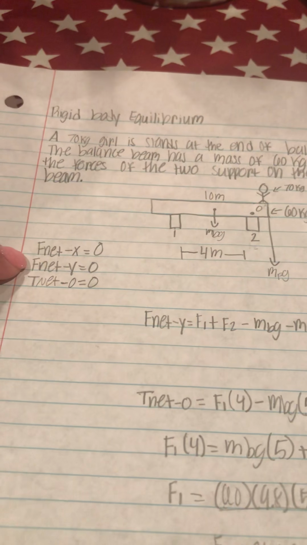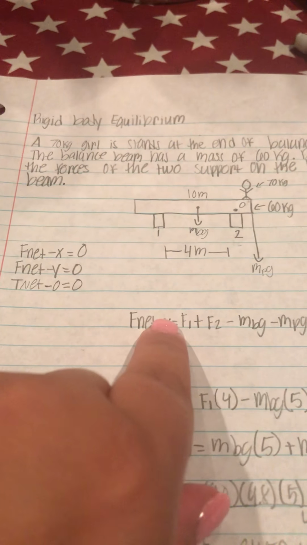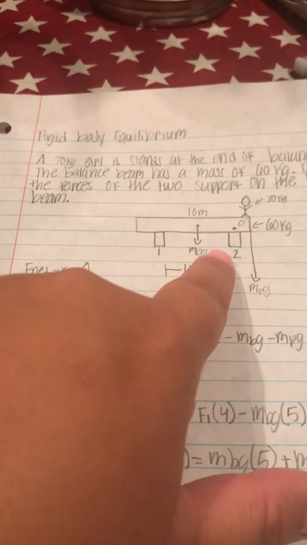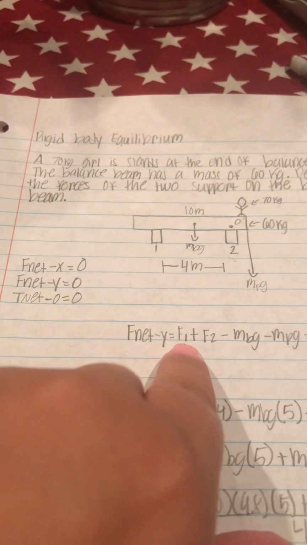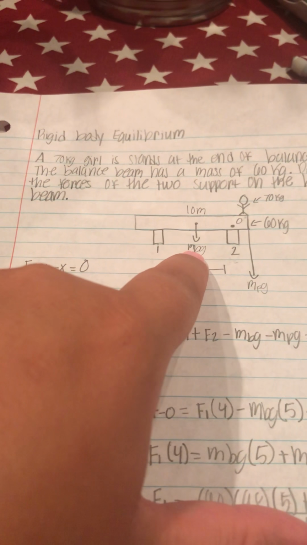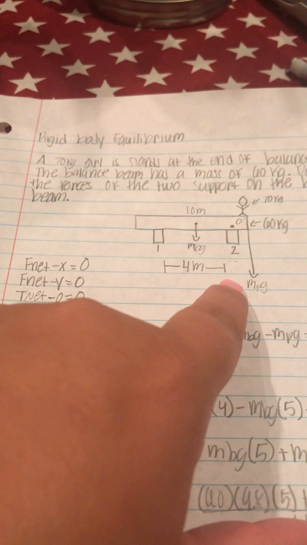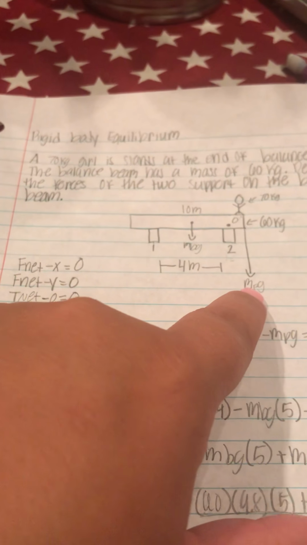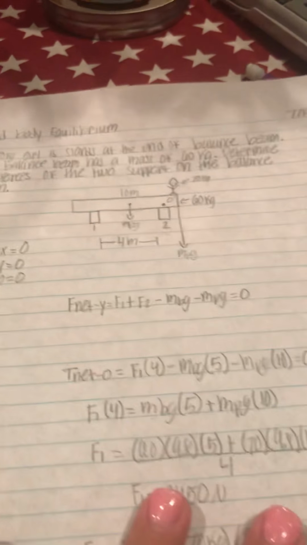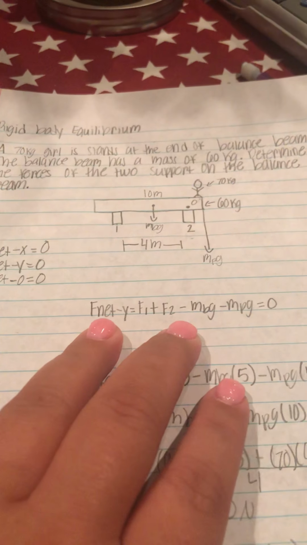So the next step we're going to go to is F net Y. So we look at F net Y, and we know that force 1 plus force 2 we put here, minus the mass of the beam times gravity, minus the mass of the person times gravity, equals 0. You always got to set it to 0. But we realize that we don't have F1 or F2, so we can't use this formula right now.